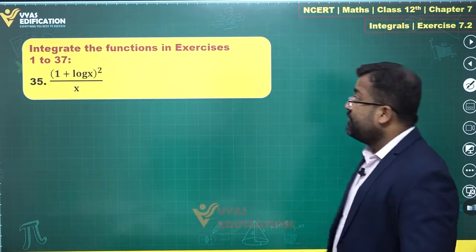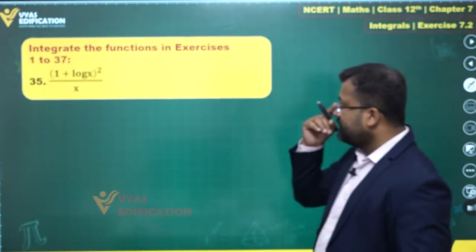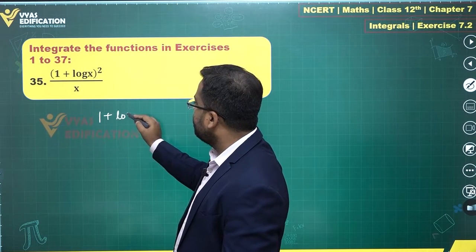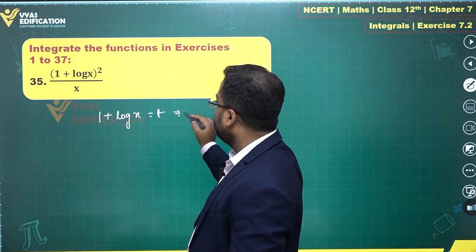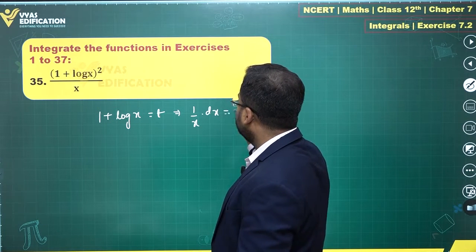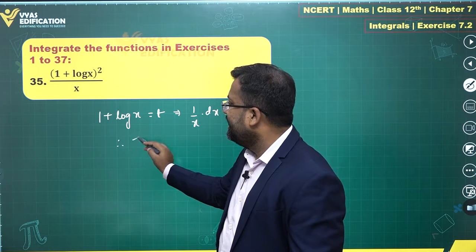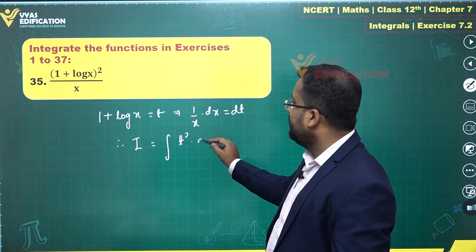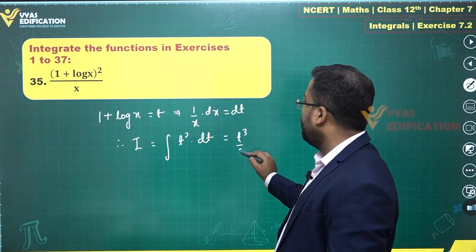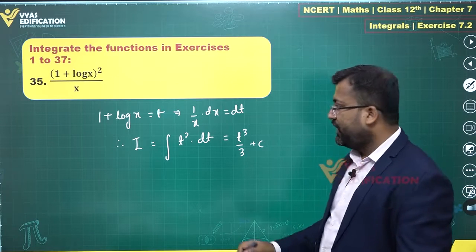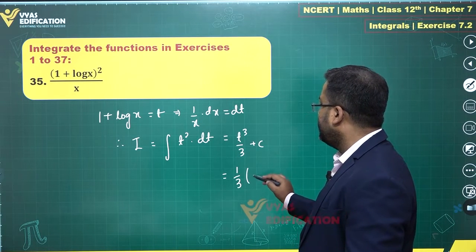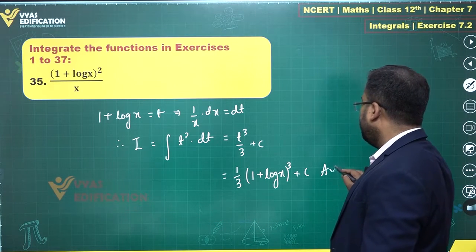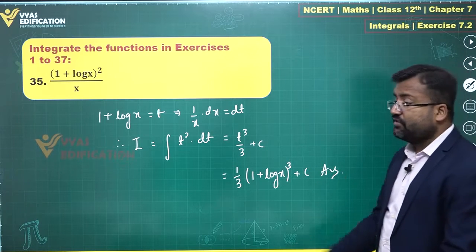The 35th question says 1 plus log x whole square divided by x. Now if you observe, the derivative of log x is present over here, yes, and that's what we are interested in. So we can take 1 plus log x as t, and that gives me 1 by x dx is equal to dt. Therefore, the integral will be equal to t square times dx upon x becomes dt. This is what you get, which is t power 3 upon 3 plus constant. So this is 1 by 3 times t power 3, which is 1 plus log x power 3 plus constant. That is my required answer for this particular question, the 35th.